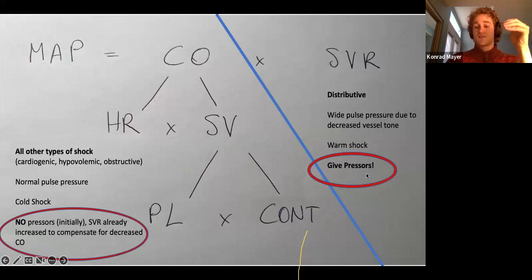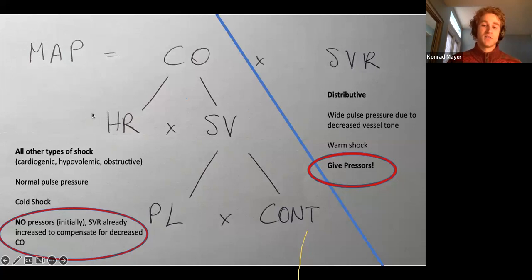So when do we give pressors? And everybody's trying to give pressors in shock. We give pressors when we have a problem with systemic vascular resistance. How do we know if somebody has a problem with systemic vascular resistance? They're warm. So the most important thing you can do when you approach a patient who is not in good shape is you find out, are they warm or are they cold? If they are warm, you give pressors because they are in distributive shock and they have a systemic vascular resistance problem.